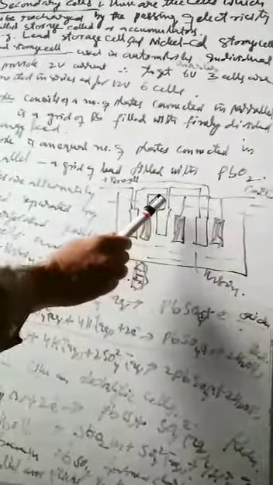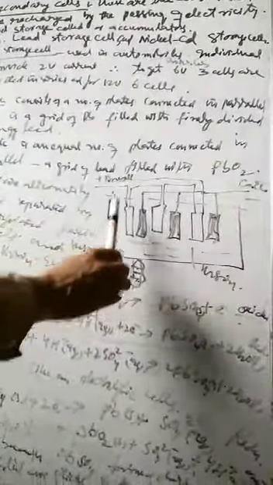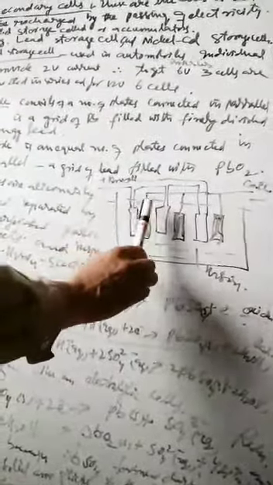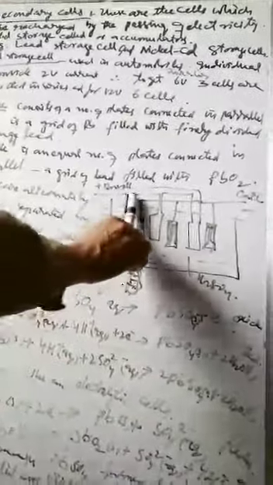So this is our anode, and the cathode is again a number of plates connected in parallel, each a grid of lead filled with lead dioxide. The anode is filled with lead. These are arranged alternately: one anode plate, cathode plate, anode plate, cathode plate. These are separated by perforated plastic sheets and are suspended in dilute sulfuric acid, which acts as an electrolyte.